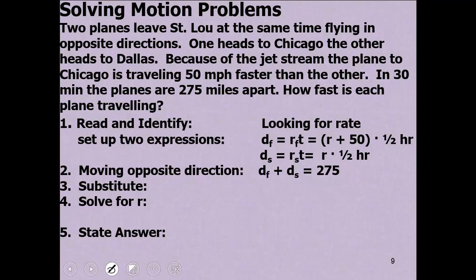All right? We have two planes that leave St. Louis at the same time, flying in opposite directions. There's the word opposite. Okay, so underline it or highlight it. One heads to Chicago, the other heads to Dallas. So if you picture a map, you got one headed north and one headed south. Because of the jet stream, the plane to Chicago is traveling 50 miles per hour faster than the other. So what that's saying is that it has wind helping push it along.